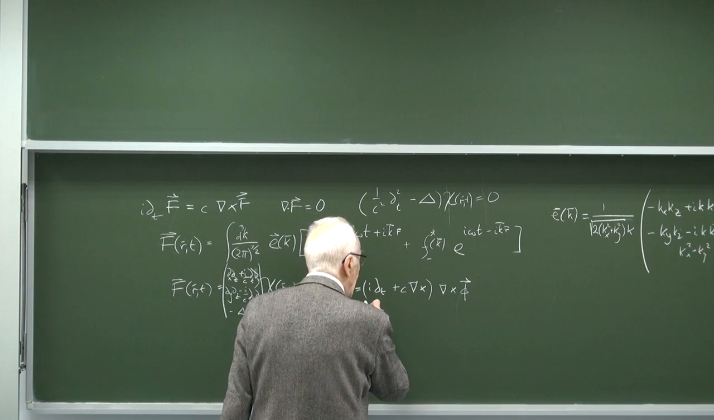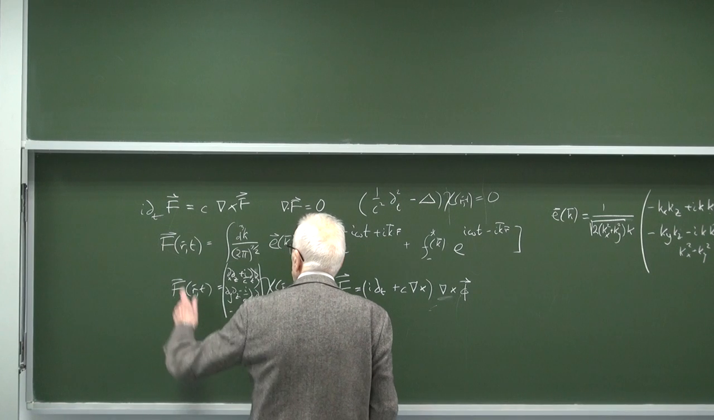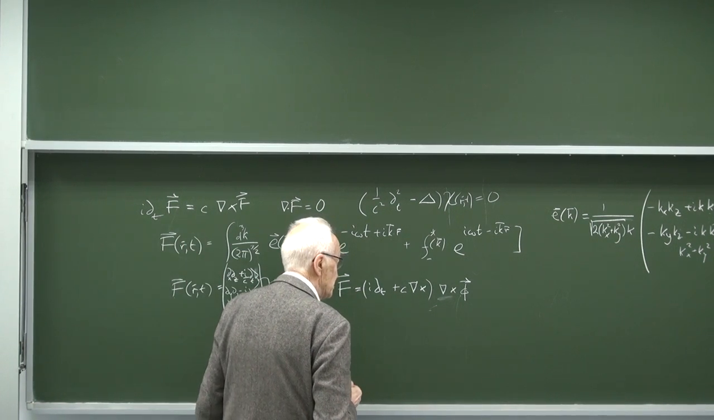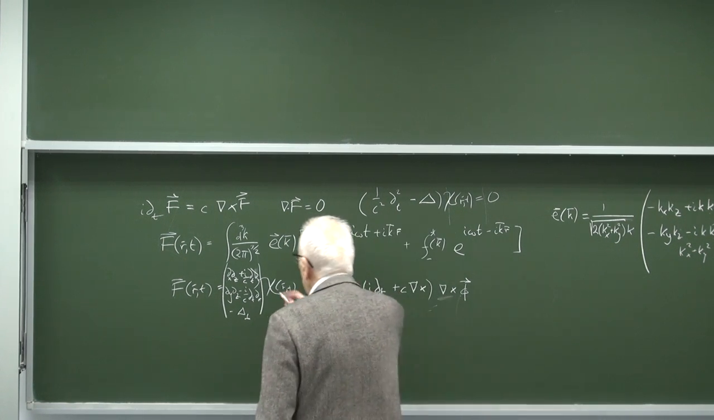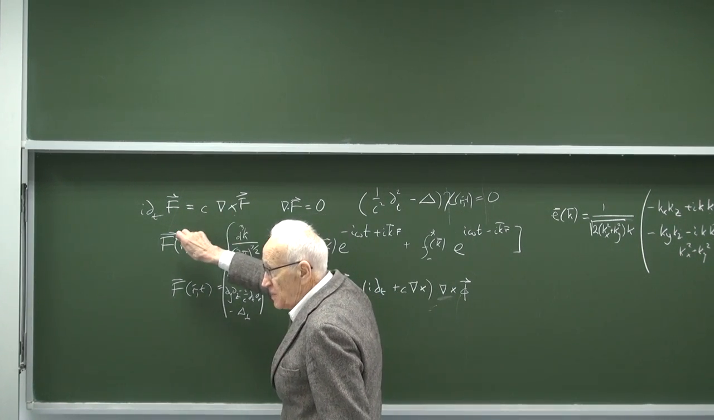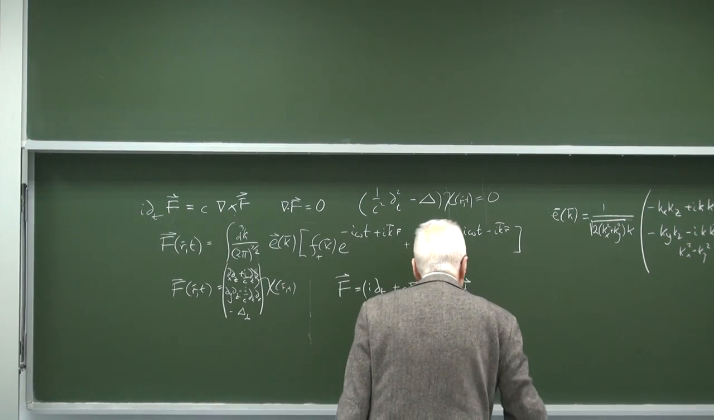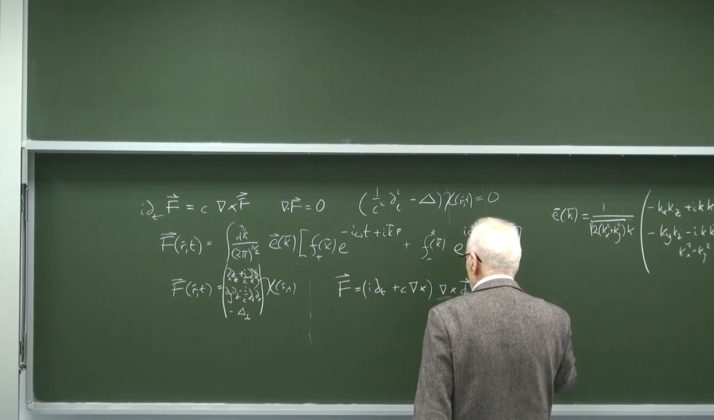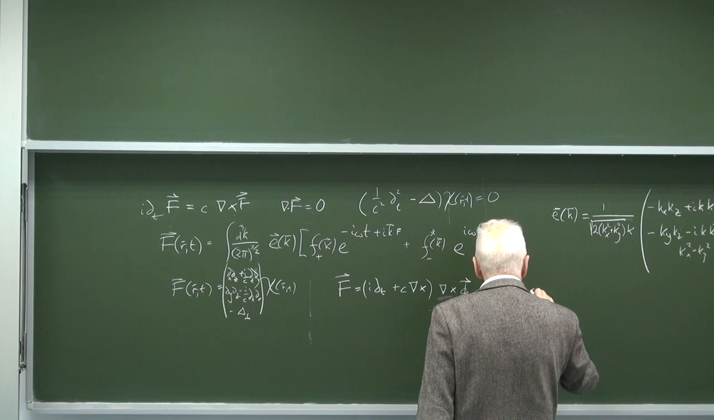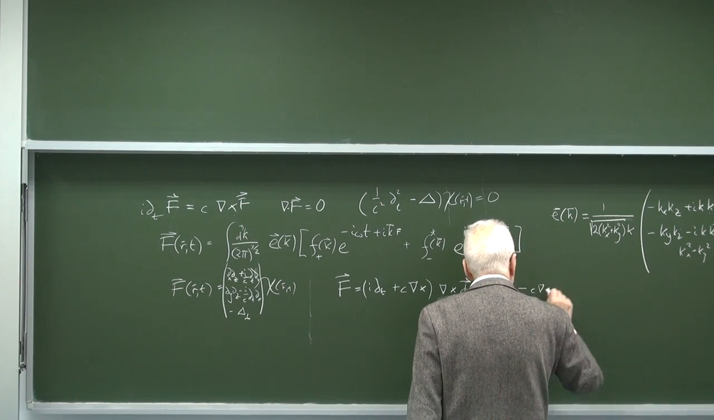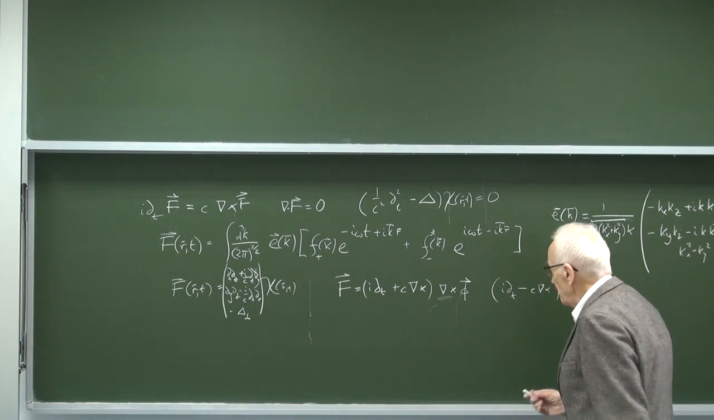Now, under what conditions will this F satisfy Maxwell equations? Let's see. In order to see that, I bring the right-hand side to the left, and then I get a minus sign here. So in effect, I must check whether i ∂t minus c curl acting on this whole thing will give zero.